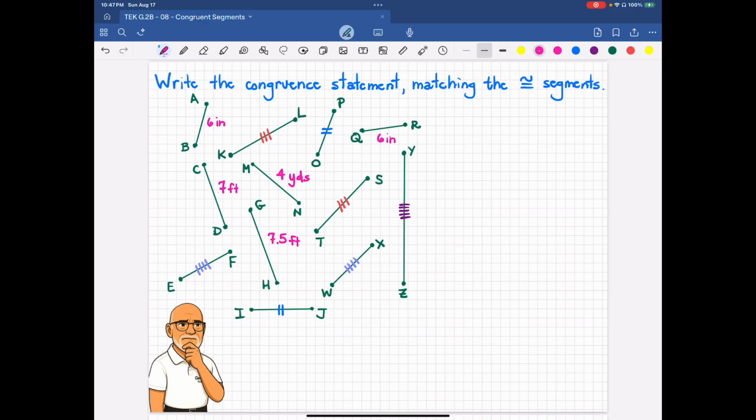Now it's your turn to take the lead. Let's see how you can apply what we have just learned. The instructions read, write the congruent statement matching the congruent segments. Remember to show your work and be sure to box in your final answers. If you have any issues or questions, please ask for help. You may check your answers on the next slide. Now please pause the video and complete your work. When you are finished, press play to continue.